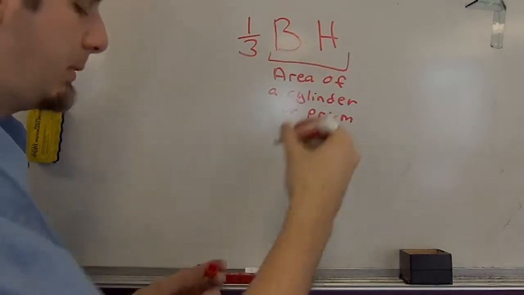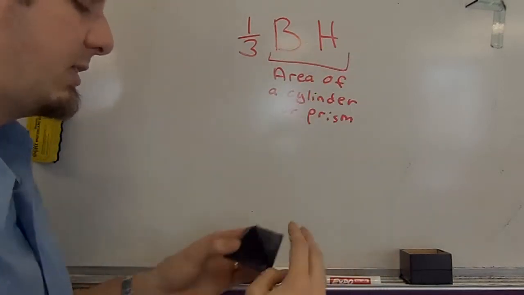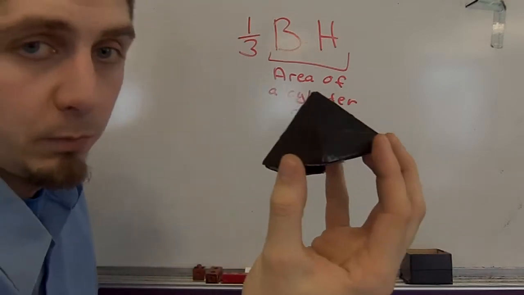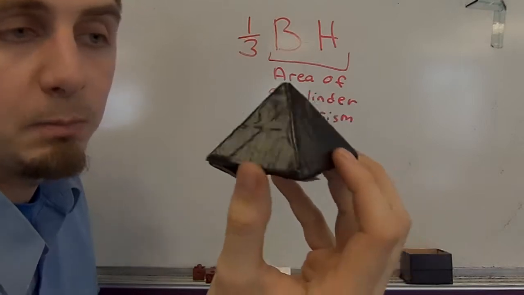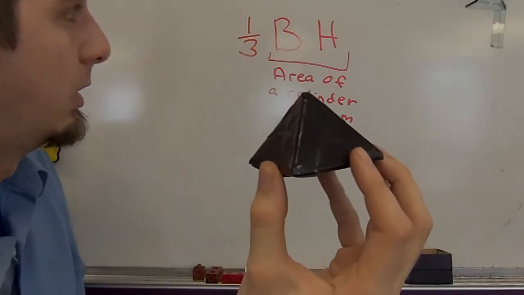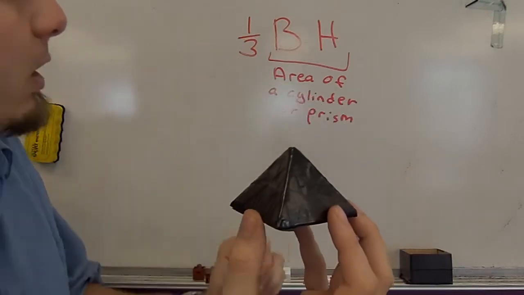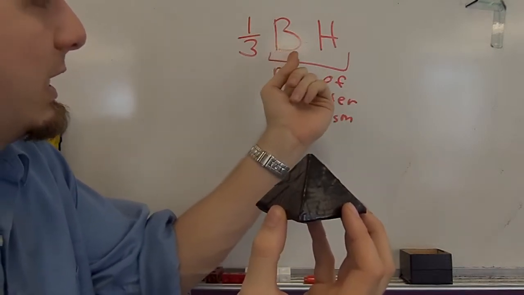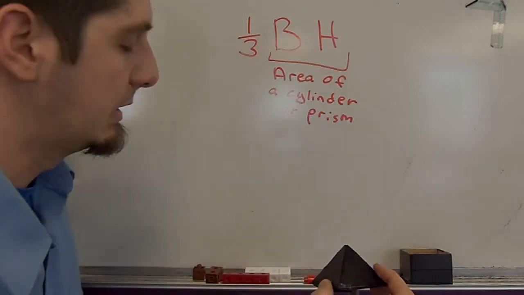The multiplying it by 1/3 is telling us that the volume of this pyramid is equal to 1/3 the volume of a prism or cylinder with the same base and the same height.